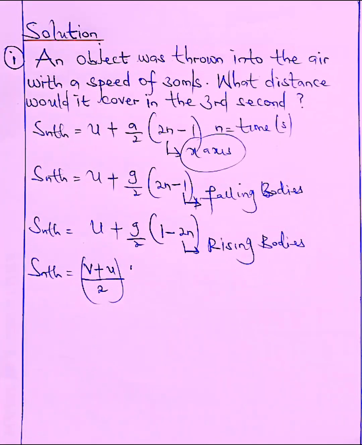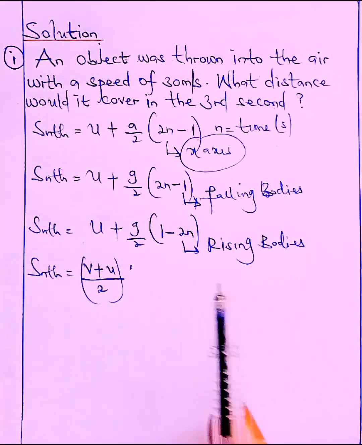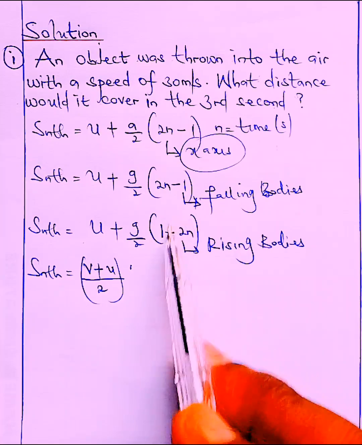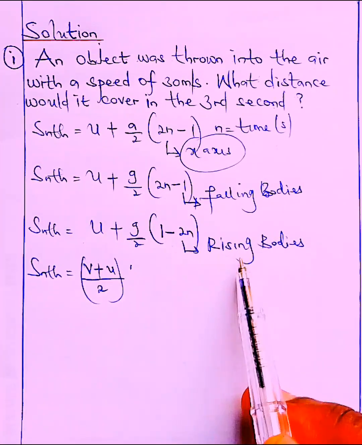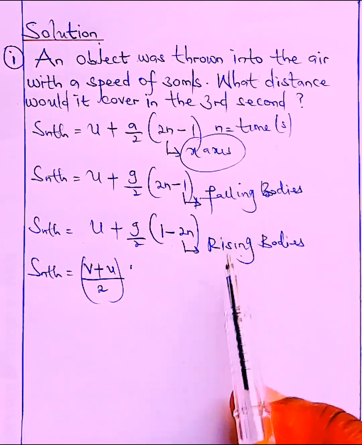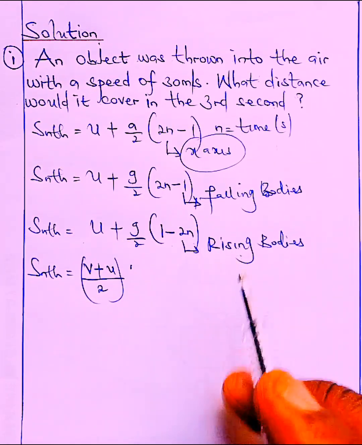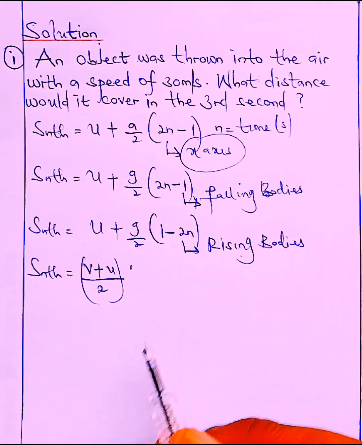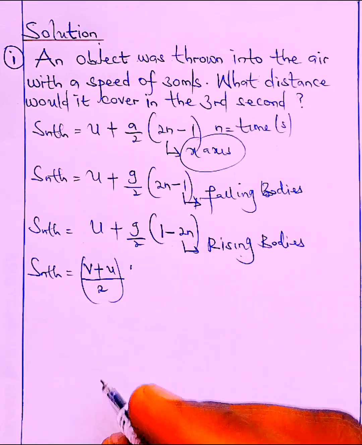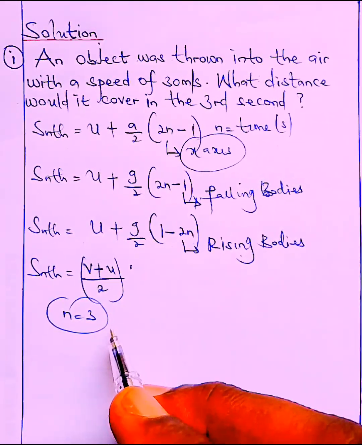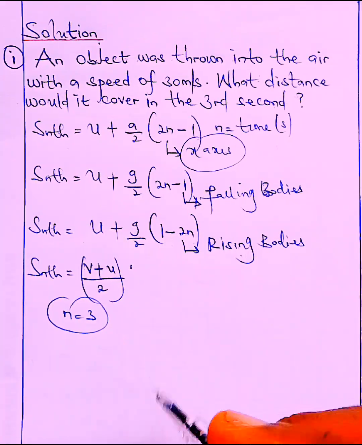So, what are we going to do if an object was thrown into the air with a speed of 30 meters per second? What distance will it cover in the third second? Now, don't forget, this is the formula we're going to use here, this very third one. Don't forget the body was rising against gravity. So you saw acceleration of bodies along y-axis. So how do we get the distance the body covered in the third second? Don't forget the n is 3 because that's what we're talking about.